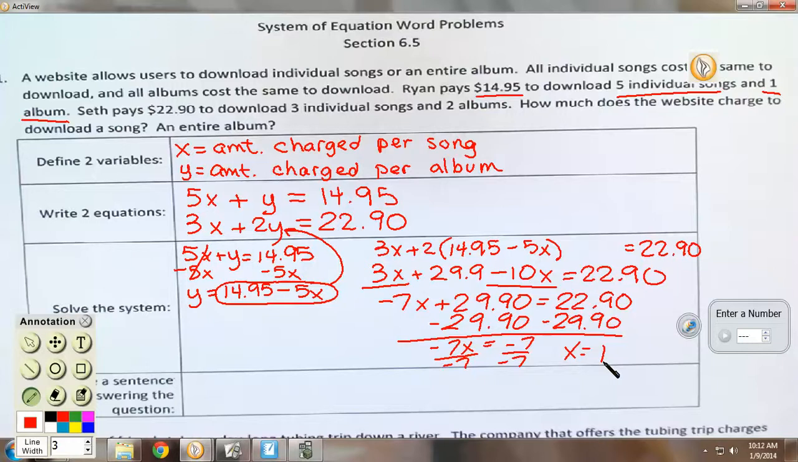Think about iTunes. How much do you pay on iTunes for a song? $1? I mean, sometimes more or less, but I think $1 is reasonable.